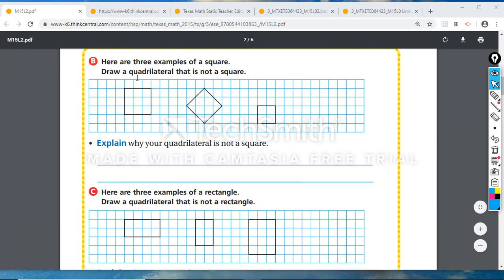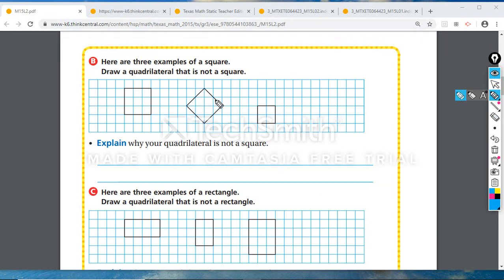So we're back looking at question letter B. And again, we're looking at a quadrilateral that's not a square. So let's take a look at the characteristics that all of these squares have. This one has four right angles, but this one doesn't have four right angles. Okay, so we're not looking at that. We're looking at four sides of equal length. That's the characteristic that this square has. So I need to draw a quadrilateral that does not have four sides of equal length. And that would look like this.